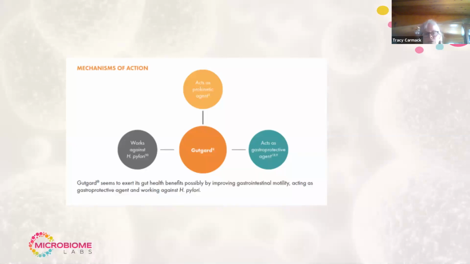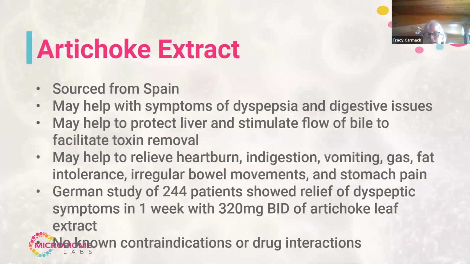Then the second component of the product is artichoke extract. This artichoke is sourced from Spain. Very good studies on how it helps with dyspepsia and digestive issues. The primary mechanism of this product is to stimulate bile flow. So you're going to get the question, can someone use it who does not have a gallbladder? Absolutely, because they still need to stimulate the flow of bile, and even more so when they don't have a gallbladder that's regulating the bile.